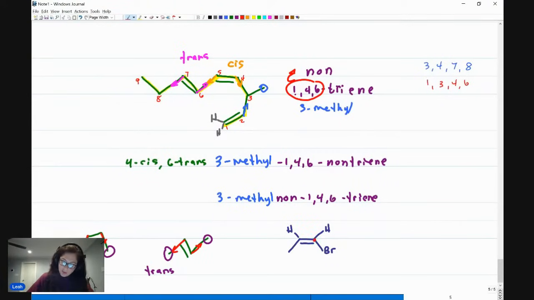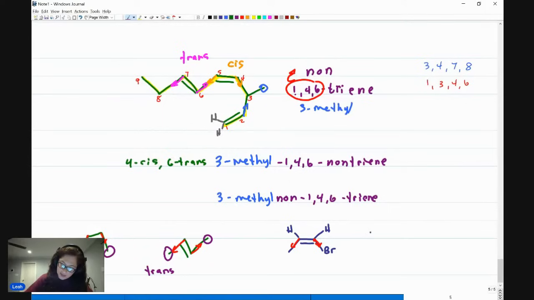You look at each carbon of the pi bond, and you draw a line to the higher priority substituent. In this case, it's a bromine. In this case, it's a methyl compared to hydrogen. And then the 2 notations that you can use are E or Z.